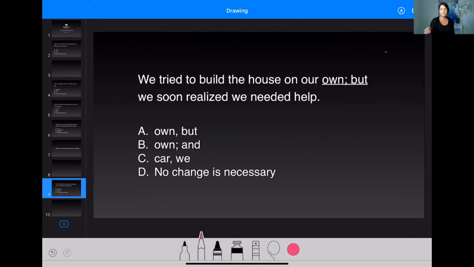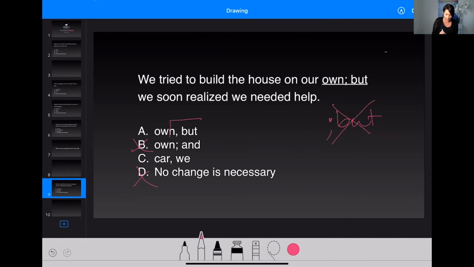Here we go. Here is one just like we saw before. We tried to build the house on our own, but we soon realized we needed help. Well, right away, what can I do? I have this semicolon plus a FANBOYS conjunction. No, no, no. And where else is it also? In B here as well. Okay, so right away, D and B are out because you've attended Dr. Jasper's grammar sessions and you know that you do not use a semicolon plus a FANBOYS conjunction. Now I'm down to A and C.